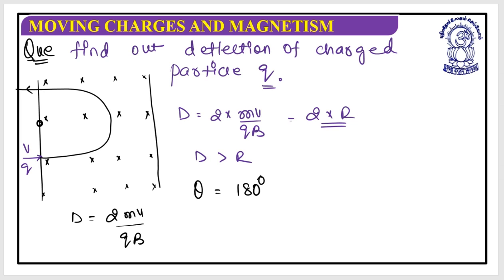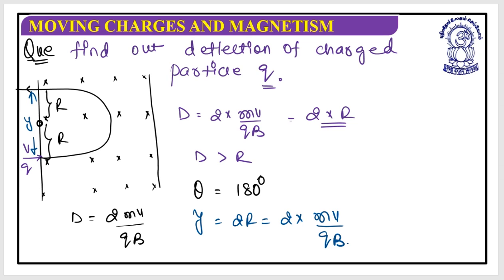If you want to find the vertical deflection, let's understand this is r, this is r. Let's write this as y. This y can be written as 2r, which equals 2 multiplied by mv/qB. This is the vertical deflection, and this is the angular deflection if they have asked.